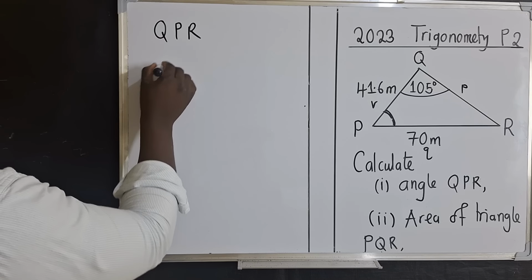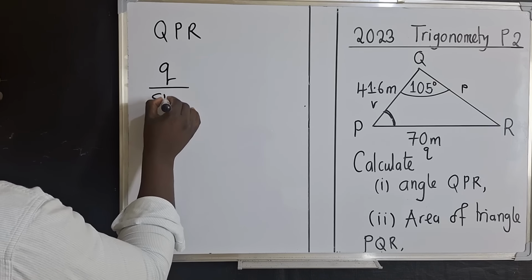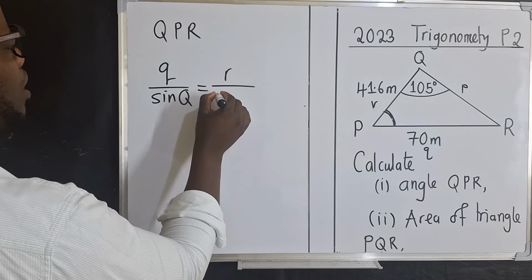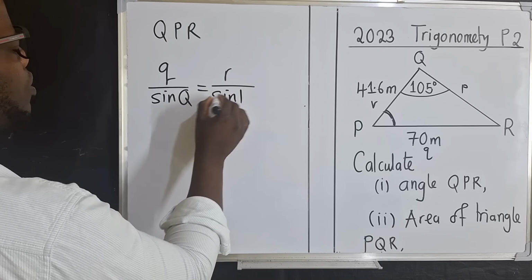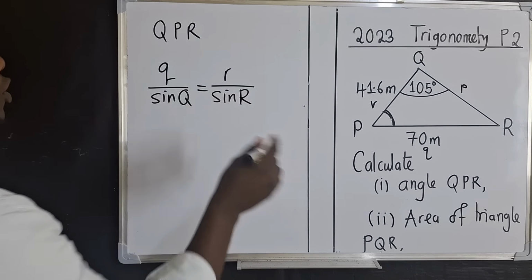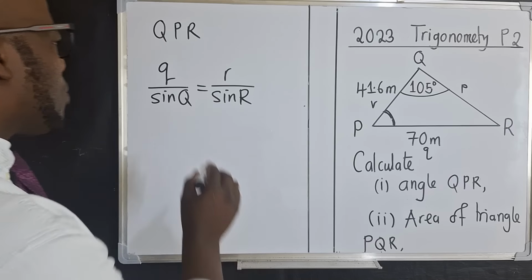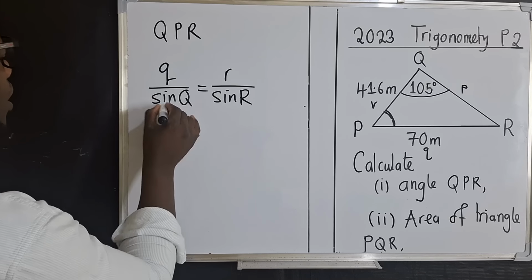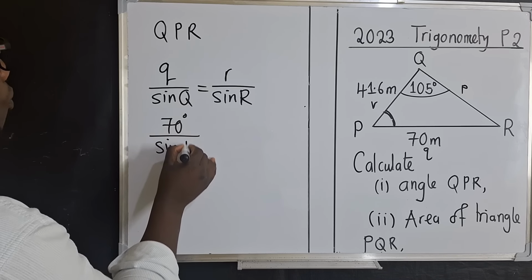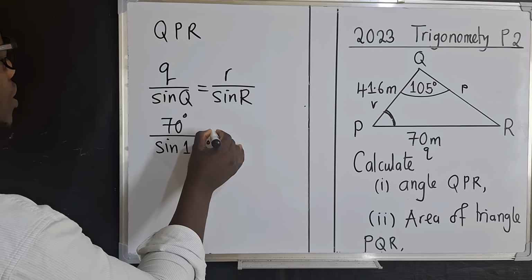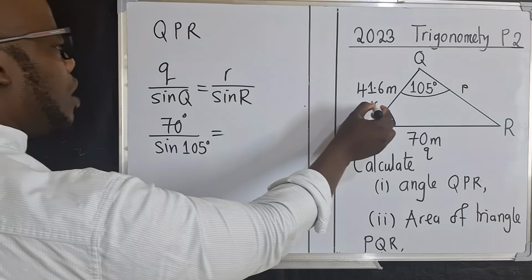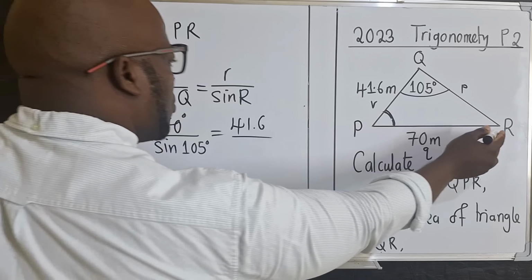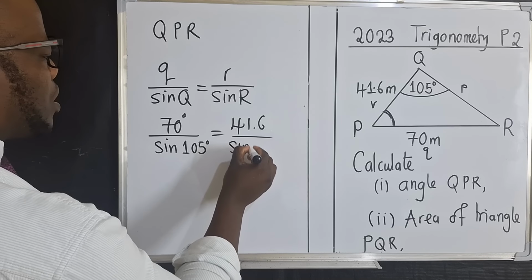I'll go with small q over sine capital Q is equal to small r over sine capital R. Two of them, it's okay. Just go with two of them. So what is my small q here? It's 70 over sine Q, that is 105 degrees, which is equal to my small r, that is 41.6 over my capital R, I don't know. That's what I'm looking for.